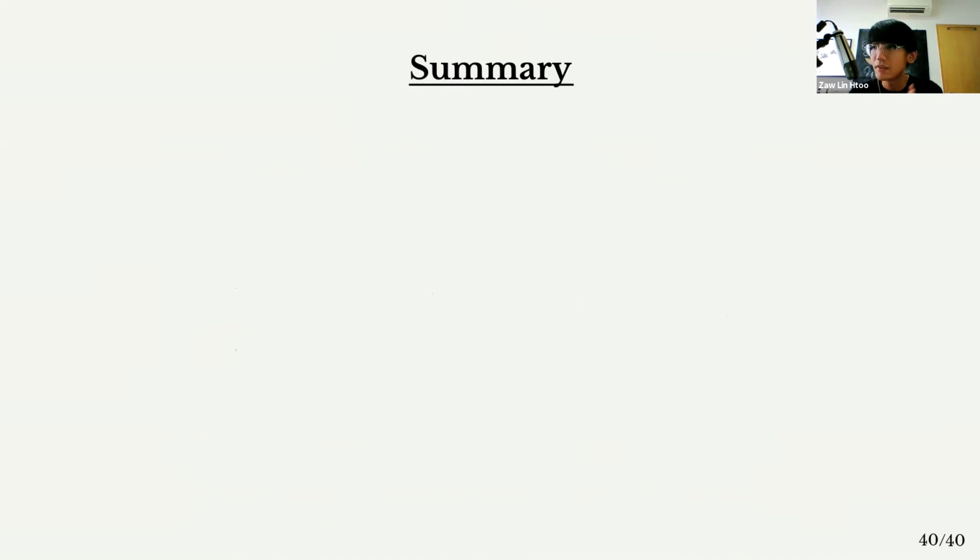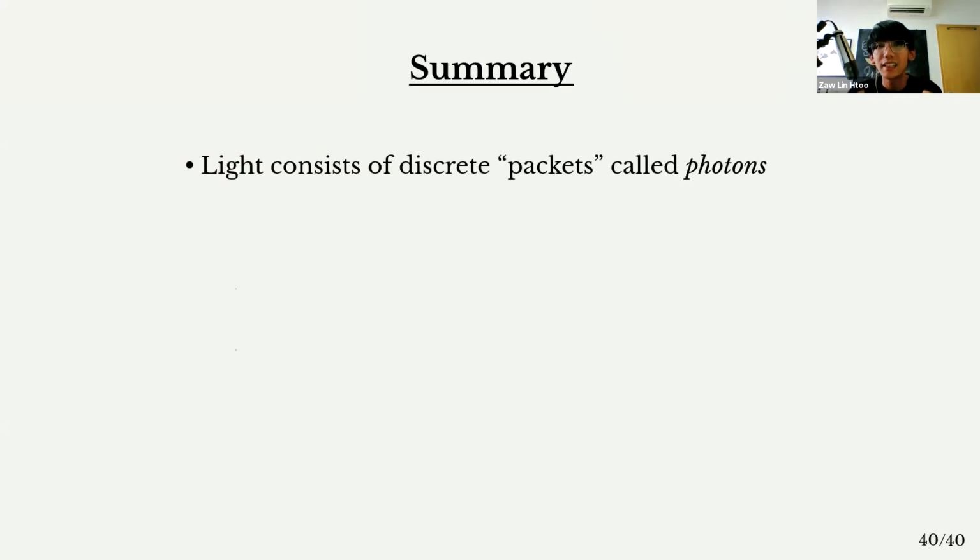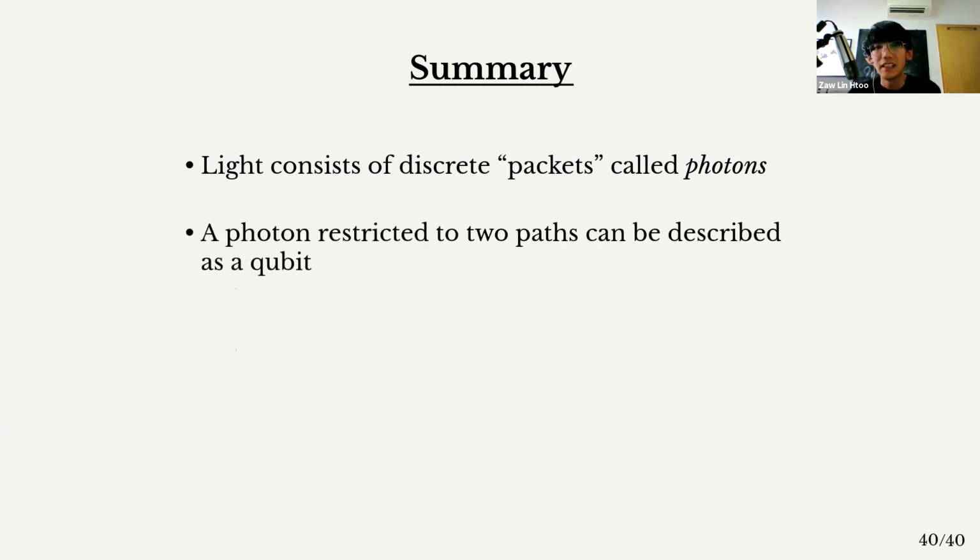And so to give a summary: light consists of discrete packets called photons, and this is why we need to describe light in terms of quantum mechanics. And if you restrict the path that a photon can take to two paths, we can always describe it as a qubit.